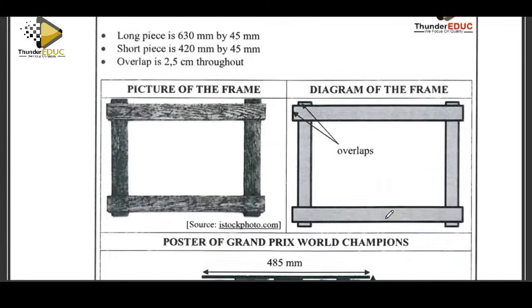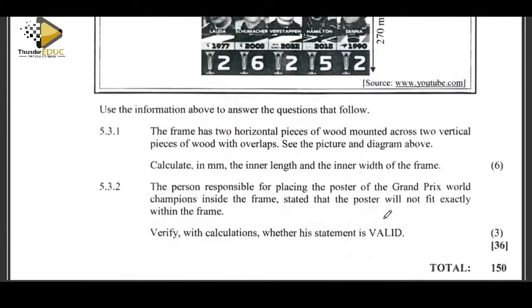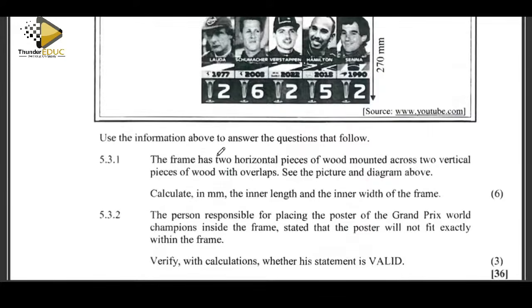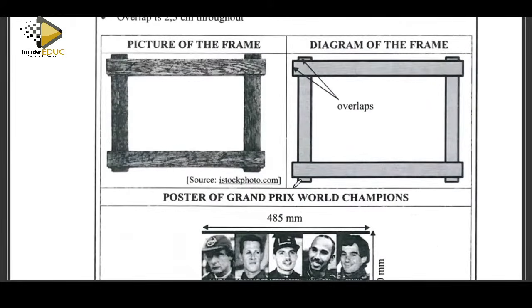The question that we are looking at here is going to be the frame. So the frame has two horizontal pieces of wood mounted across two vertical pieces of wood with overlaps. See the picture and the diagram above. Calculate in millimeters the inner length and width of the frame. Now here we are, the inner. So the inner starts from where? From here. It starts from there and it touches this other one here. Same applies.